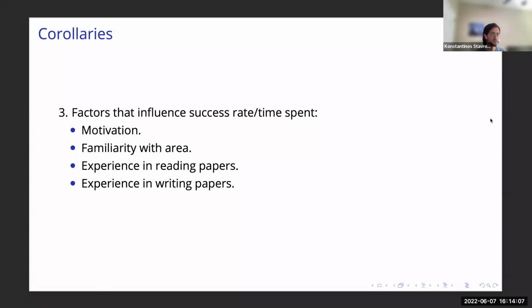And of course, other factors are how familiar somebody is with an area. And interestingly, it is also important, at least for me, how much experience one has with writing papers. Because if you have written a paper, then you know how a paper is written. You know what it is about. You know where to search in order to get the most out of it.